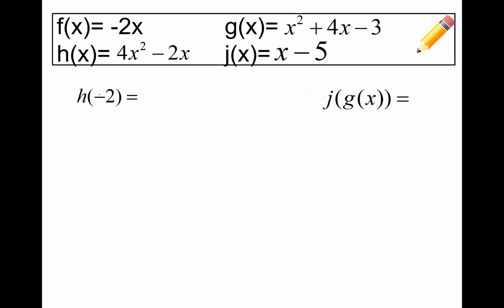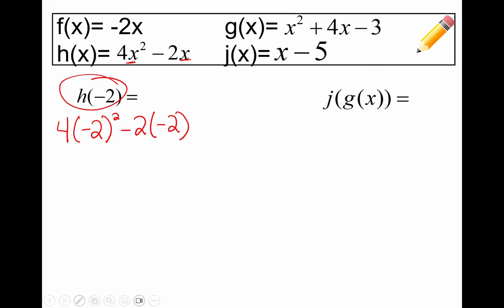Now, this is old news, right? We already did this on our last notes. How do you do function notation? How do you substitute something in? This just means for the x's in h, I'm going to put negative 2. So I'm going to start writing h out, but I'm seeing those x's, so I'm going to put a negative 2 instead. So everywhere I saw that x, I put a negative 2.